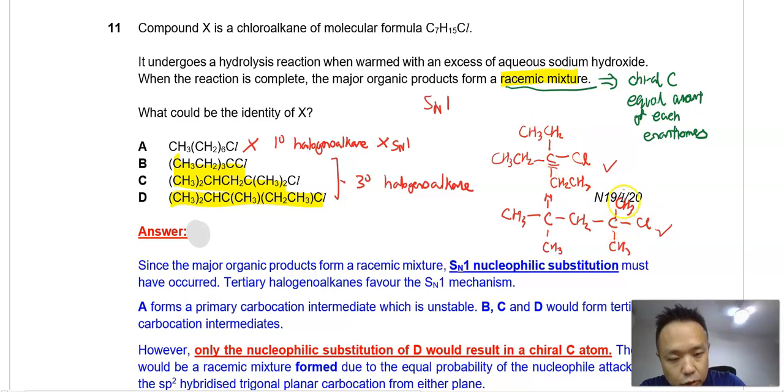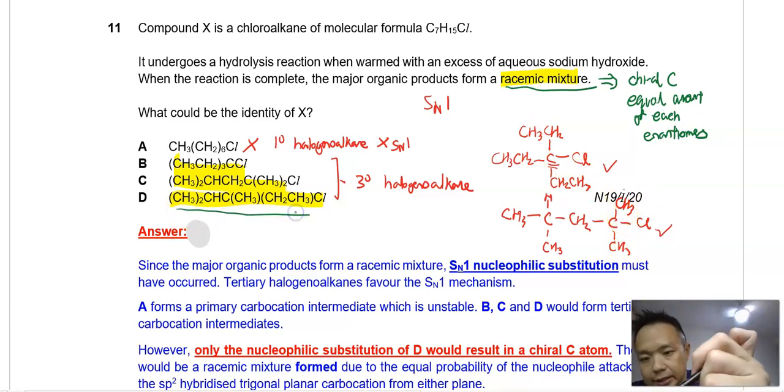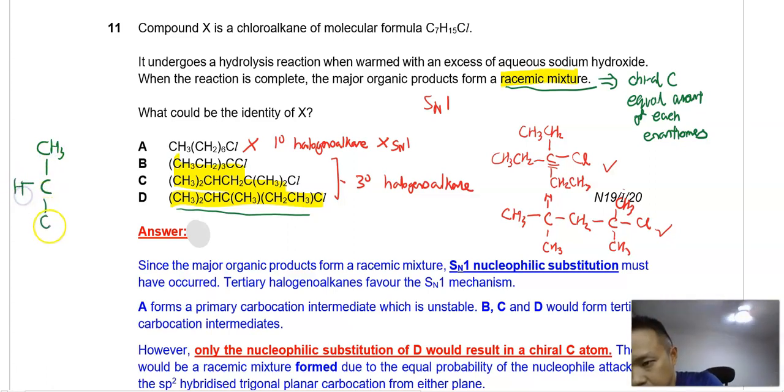This carbon here has 2 similar, identical CH3 groups. Only option D has a chiral carbon. So take a look: CH3, 2 of them, then CH, followed by C, CH3, CH2, CH3, and then the Cl. So you have a chiral carbon over here.